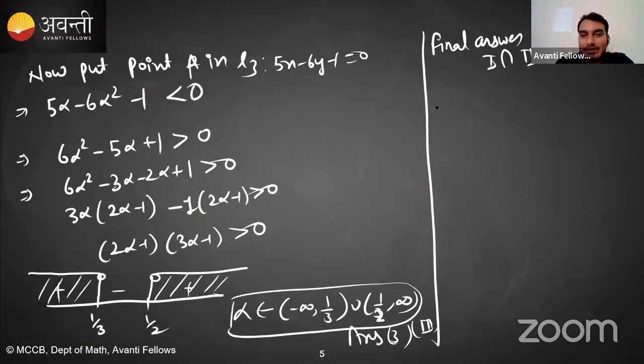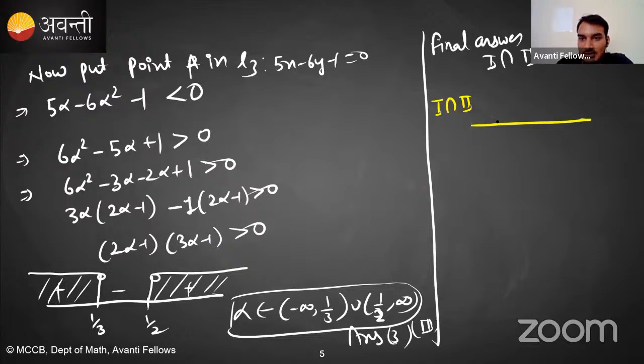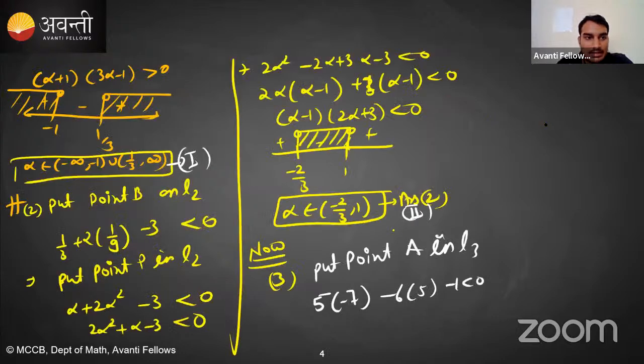So see how we will take the intersection. Take the intersection of 1 and 2. What is the first answer saying? First answer is saying from minus 1. This is the first answer. Minus 1 and 1 by 3.